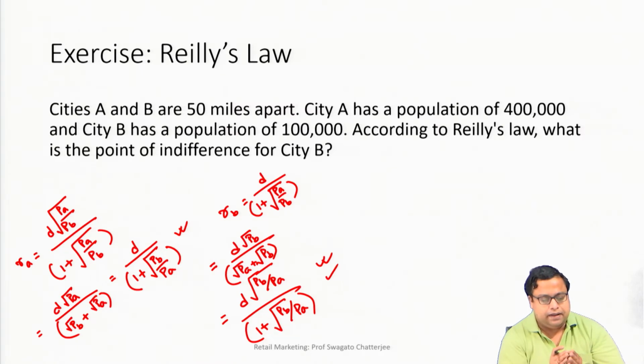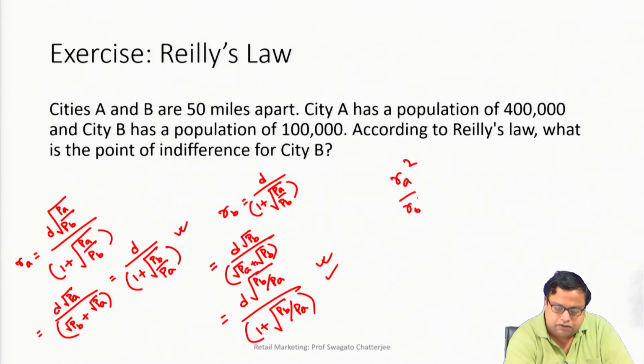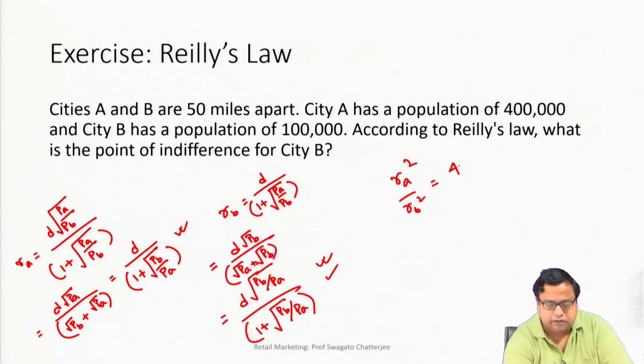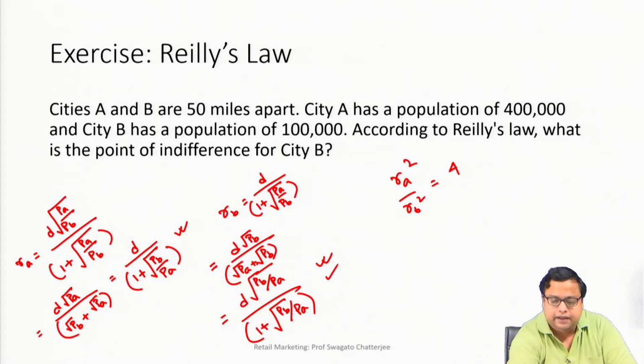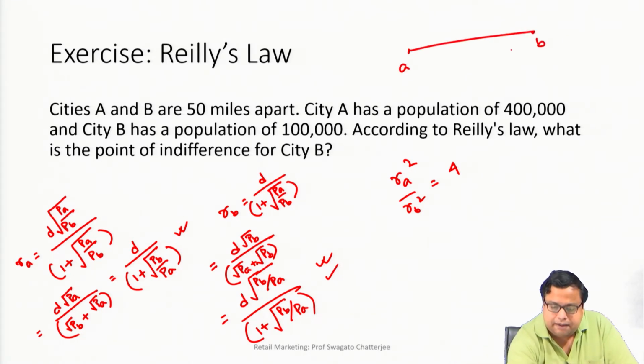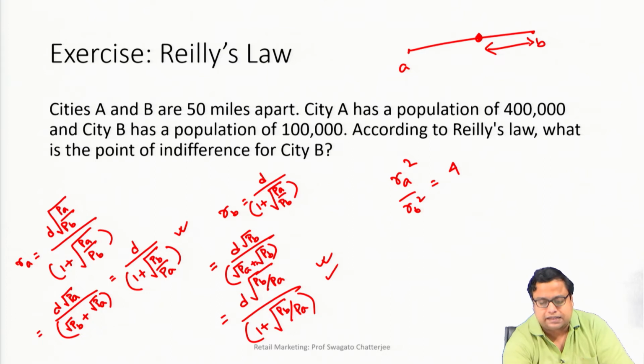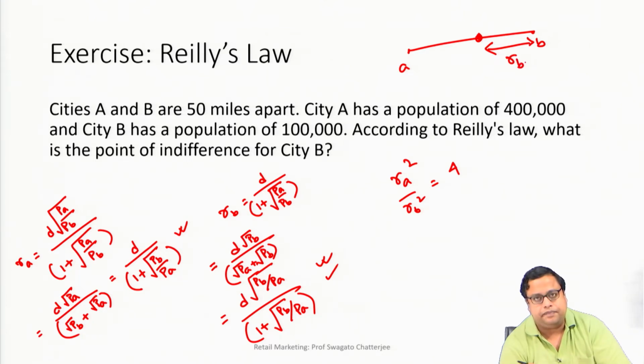Now what is the problem? It is saying that city A and B are 50 miles apart. City A has a population of 4 lakhs and city B has a population of 1 lakh. If 4 lakh and 1 lakh are the populations, I just told that RA square by RB square will be 4 by 1. According to Reilly's law, what is the indifference point for city B? Means from B to A, if A and B are 50 miles apart, this is the indifference distance for city B. You are asking me RB basically.